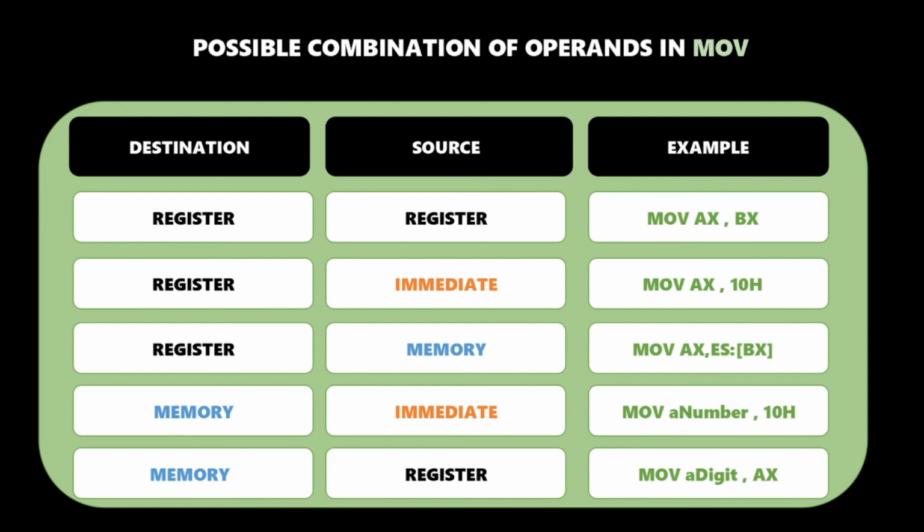So the main point to note here is, we cannot have destination as memory and the source as the memory correspondingly. That is, the MOV instruction cannot store the value of a memory to another memory. This is the most important thing that we need to understand in this slide.